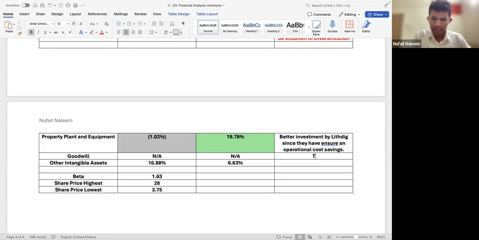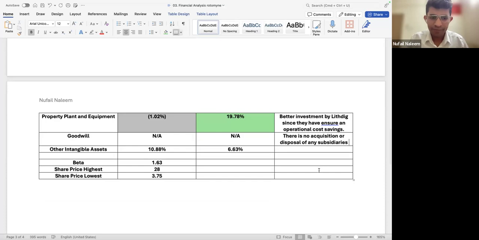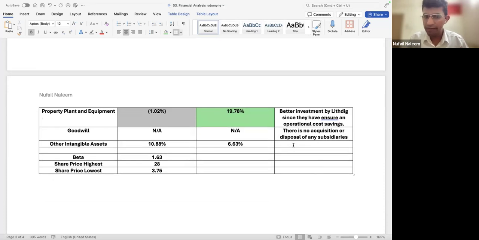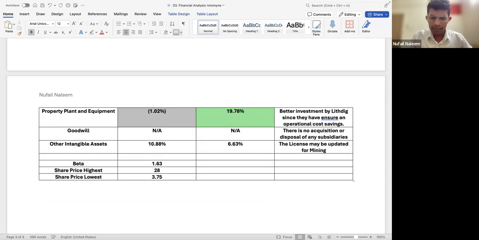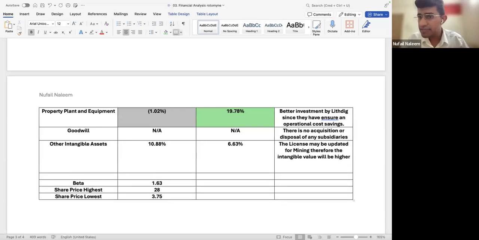The goodwill, no changes. There is no acquisition or disposal of any subsidiaries. I think they may have tiny subsidiaries, but there is no impact for this because nothing has happened. Intangible asset, students, 10.88 for our company and 6.63. So I'll write down here, the license may be updated for mining. Therefore, the intangible value will be higher. And also, students, can you remember one thing, that we have direct relationship with universities? The university arrangement. So can I write down here, students? The university arrangement.